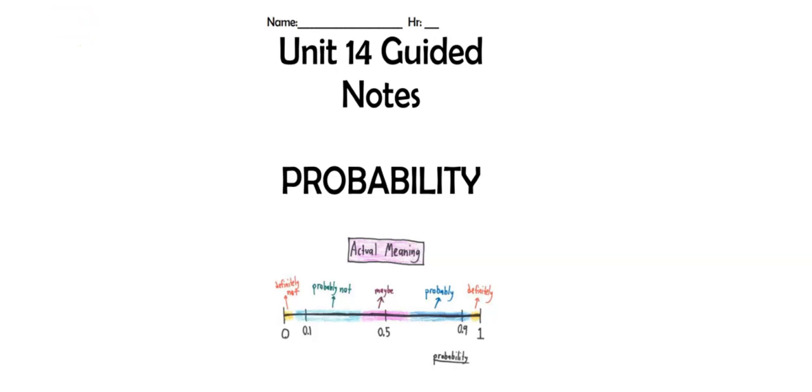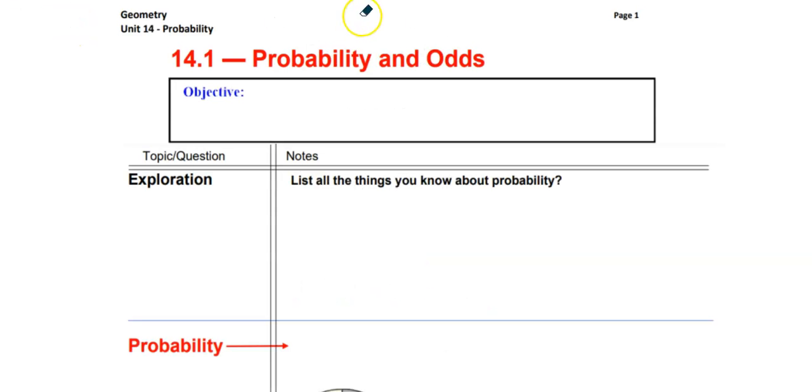So let's dive into our note-taking packet here. We'll start with 14.1, which is probability and odds. And our objective for this lesson is really just to learn the basics. You will notice that throughout this unit, each lesson is going to build on the previous one, and it's going to get more and more complicated. So we're going to start with the fundamentals of probability.